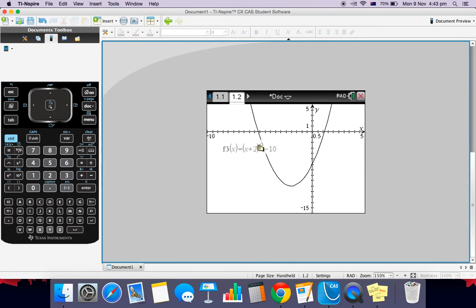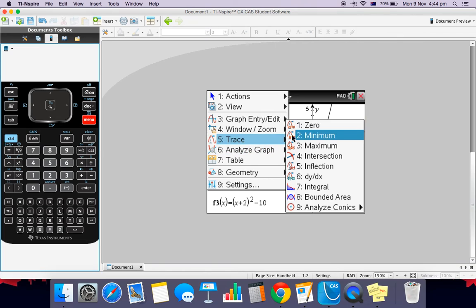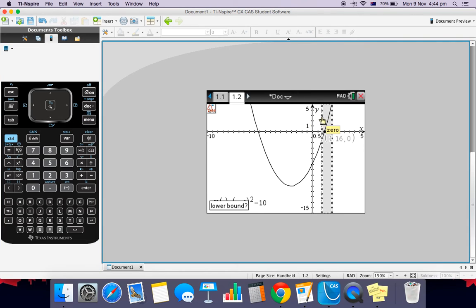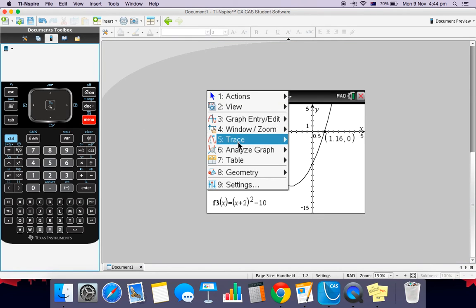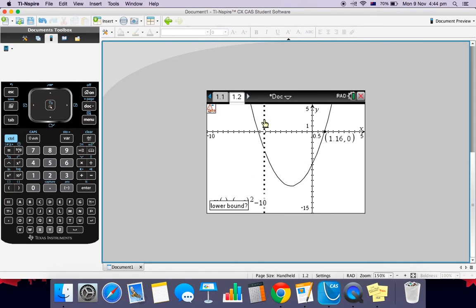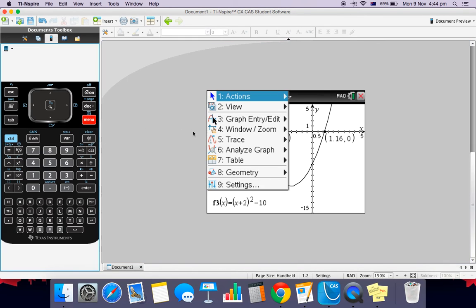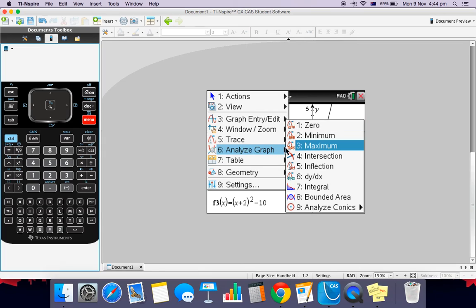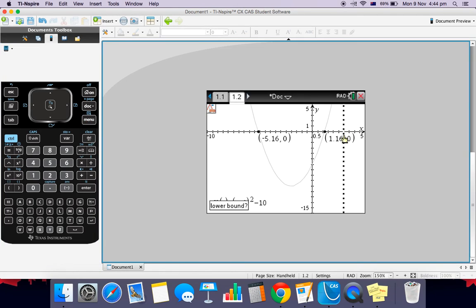Let's get this equation out of the way down the bottom here, and we can find the rest of it. So to find an x-intercept, as I showed you before, go 6, analyze graph, then 0. Here's our coordinate point. We can do that again to find the other intercept. And we know that this is a minimum turning point. So go 6, analyze graph, 2 or minimum turning point, bring it round. There's our coordinate point.